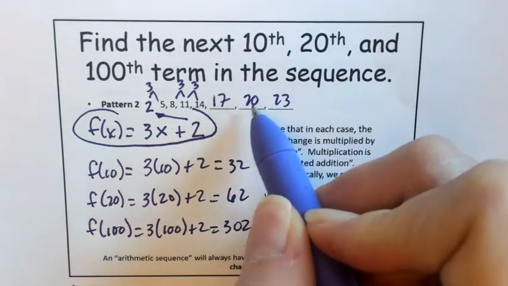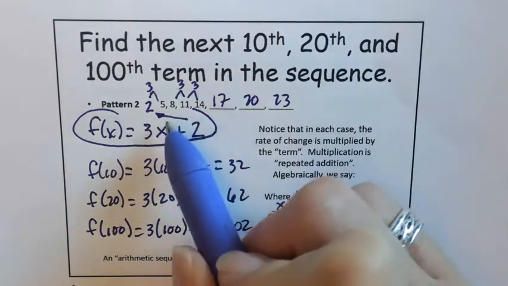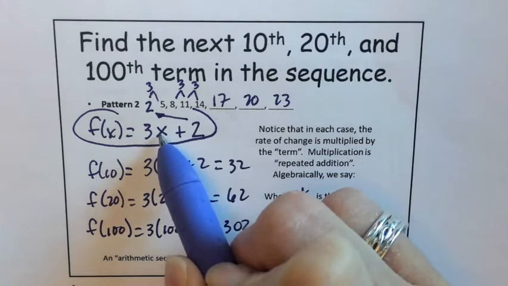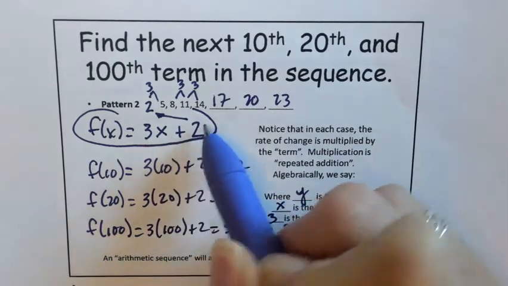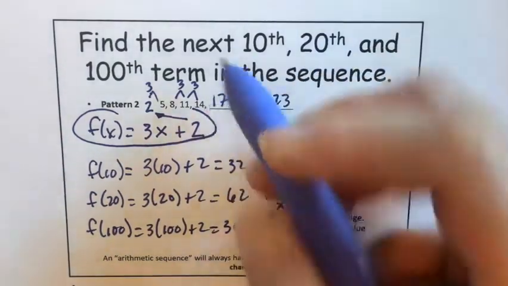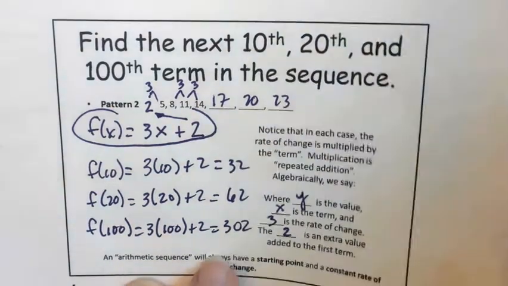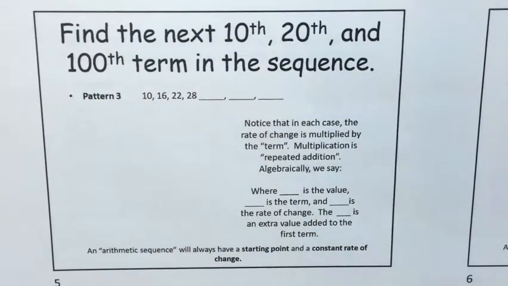But this is my function rule to generate any one of these. Like if I want to find the fourth number, 1, 2, 3, 4. 4 times 3 is 12 plus 2 is 14, and my fourth number is 14 right here. This function rule will generate any term that I want. See if you can do the next one by yourself and then check it.